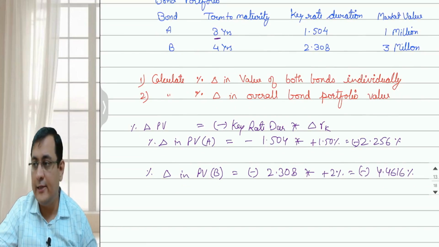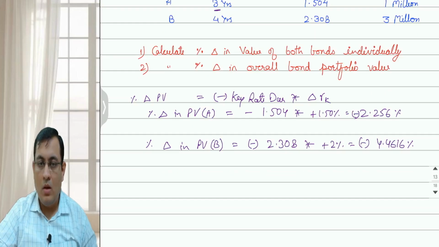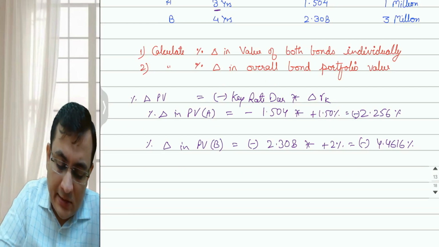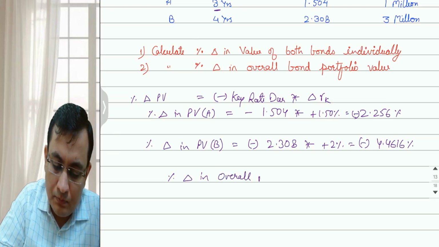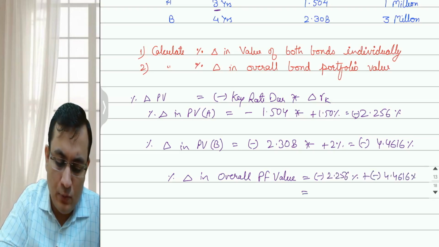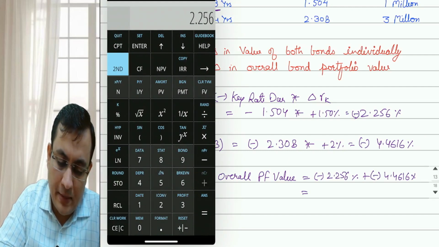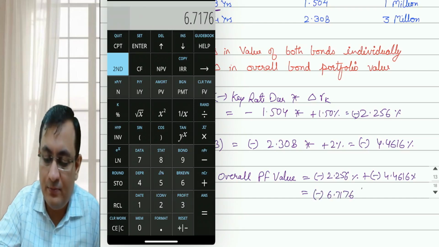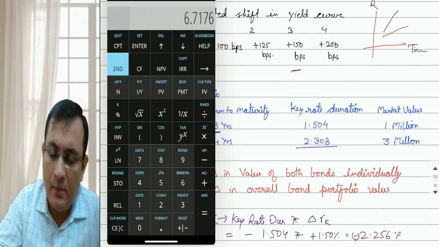How to calculate the overall change in the bond portfolio value? The percentage change in the overall bond portfolio value is nothing but the sum of these two changes: 2.256% plus negative 4.4616% equals negative 6.7176%.